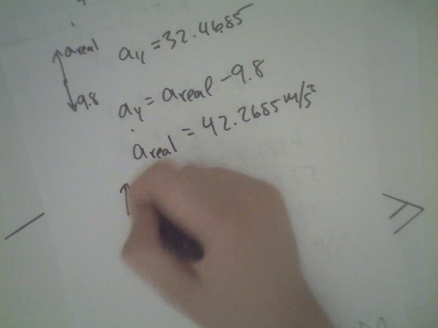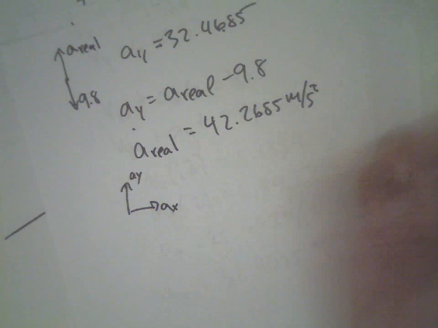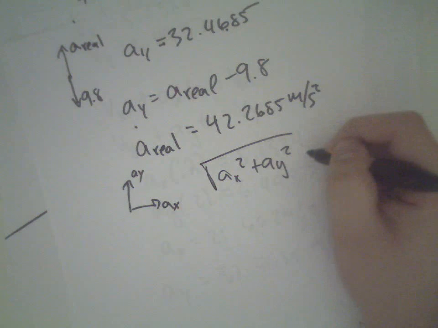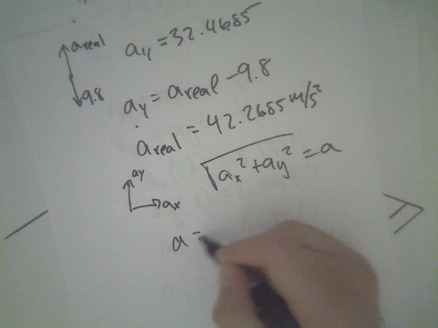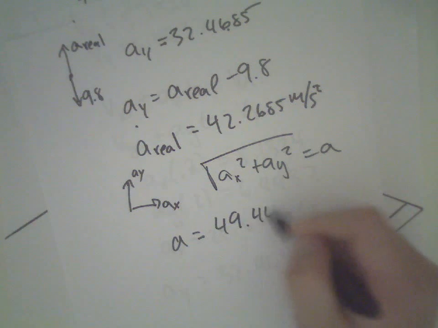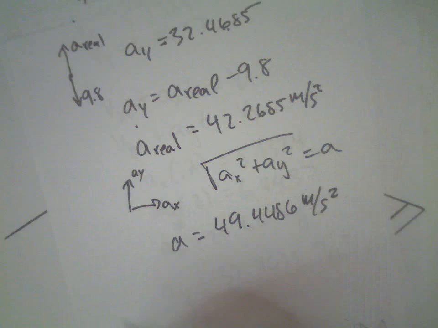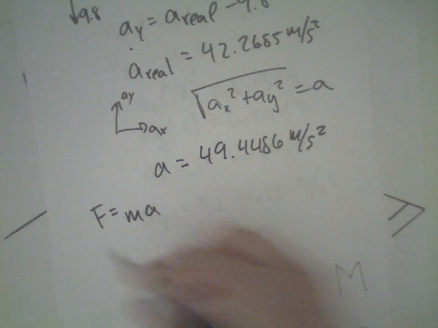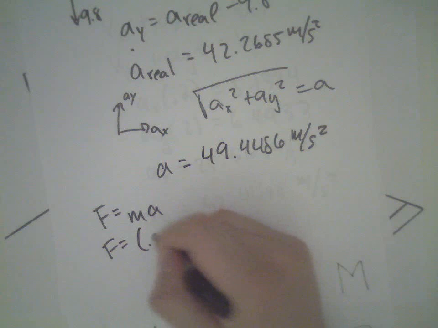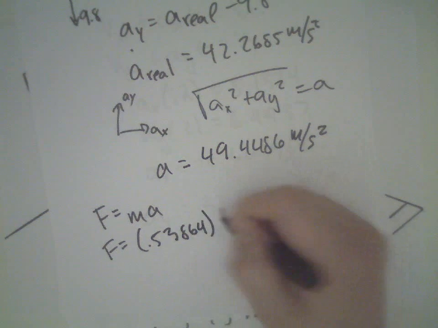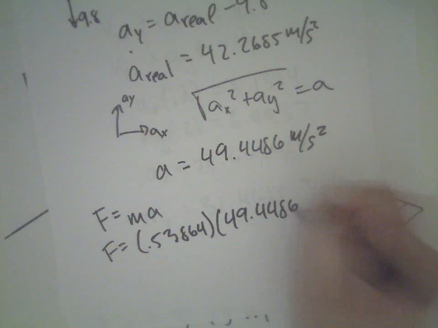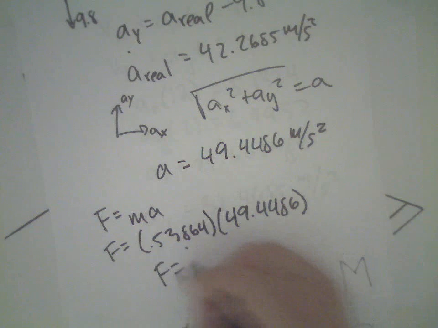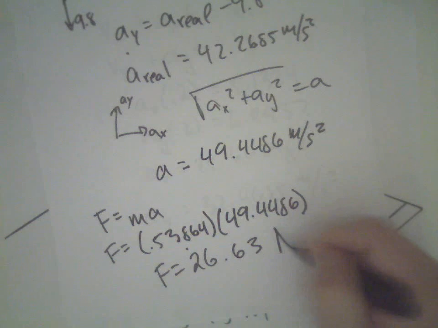Alright, now since accelerations are vectors, we can just simply add these two vectors using the Pythagorean theorem to get the resultant vector for acceleration. So if we do that, our acceleration is going to be equal to 49.4486 meters per second squared. Now to find force, we just simply do mass times acceleration. And again, we're finding the average force throughout the shot. So obviously force will vary throughout different points in the shot, but overall this is a pretty good depiction of how much force is needed to make a shot. So the mass of the ball was 0.53864. We just multiply it by the acceleration received, and we will get a final answer of 26.63 newtons.